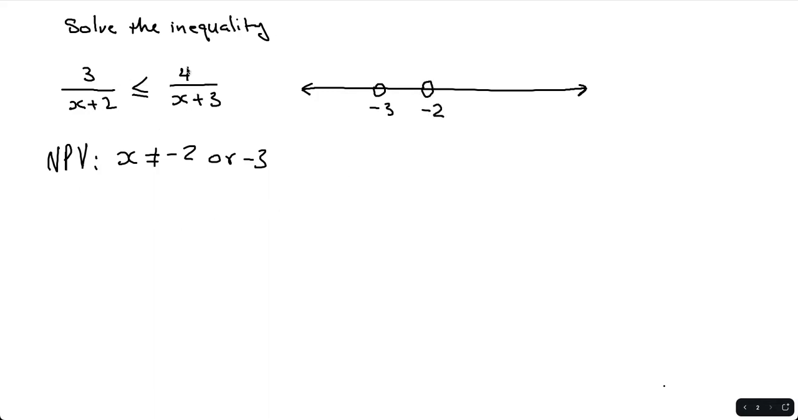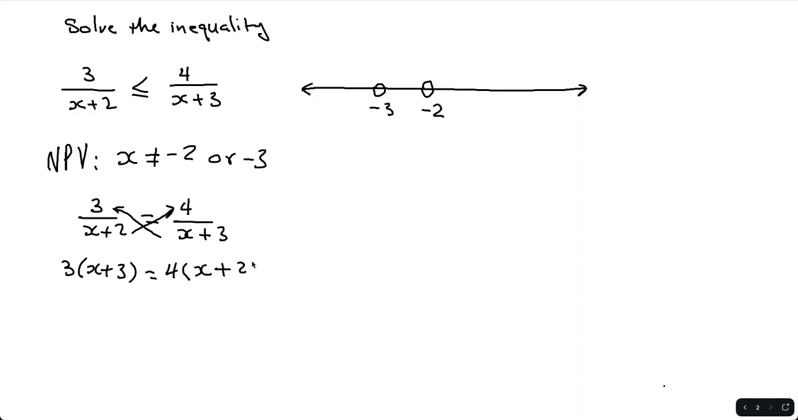After this, just treat this as an algebraic expression. So you go 3 over x plus 2 equals 4 over x plus 3. So you ignore the inequality sign because you're just solving for x. Cross multiply. You're going to get 3 times x plus 3 equals 4 times x plus 2. You're going to get 3x plus 9 equals 4x plus 8.